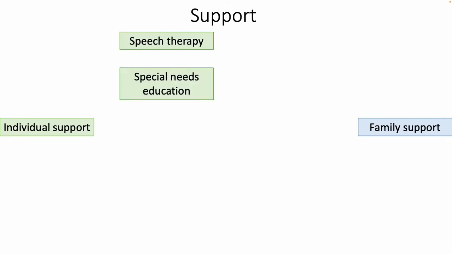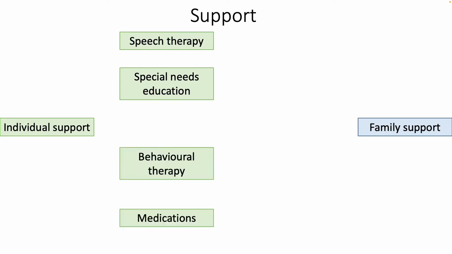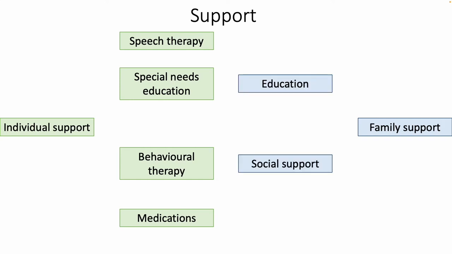In terms of the management or support, it is divided between individual support and family support. So you want to provide speech therapy and special needs education for the child, as well as some behavioral therapy if they are struggling with autism, for example, and medications such as SSRIs or stimulants for things like ADHD can also be provided. From the family aspect, education, especially surrounding Fragile X, as well as social support and genetic counseling should be given in order to enable the family to understand their child better.